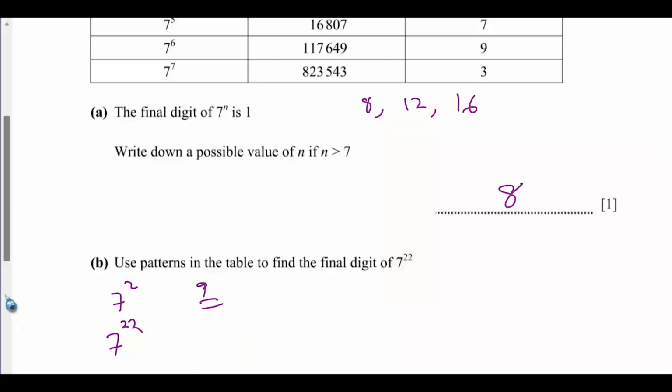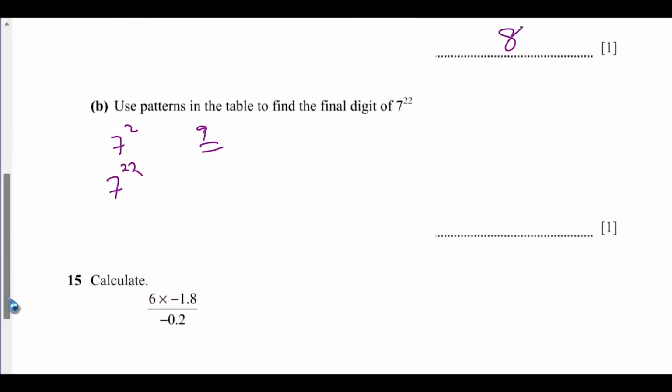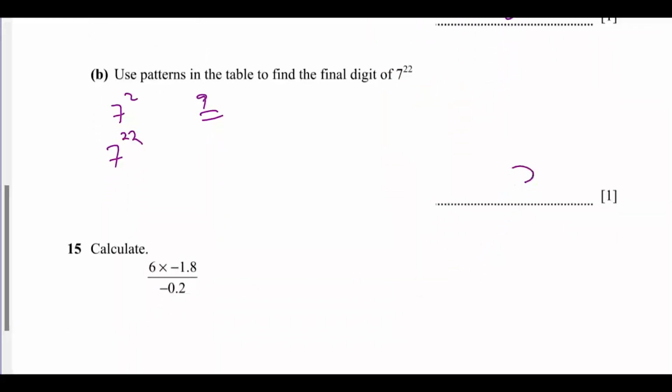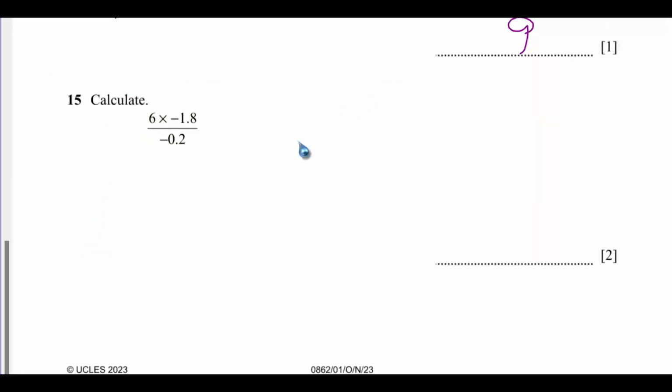That means it's going to have the final digit to be 9 as well. Let's go to the next question. That will be question 15. Question 15. Calculate 6 times negative 1.8 divided by negative 0.2.